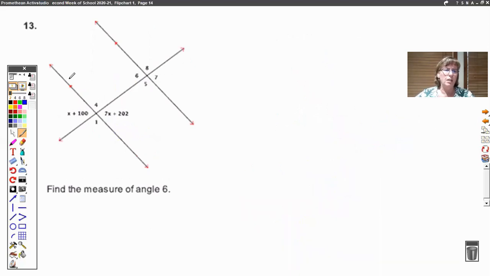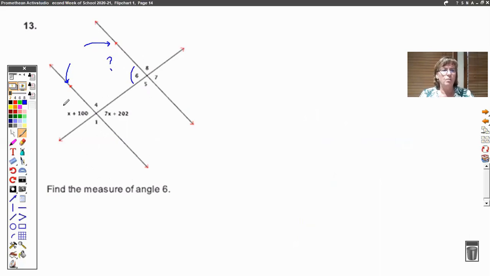And here's the last one. Again, we have parallel lines. So here's the mark right here that shows that they're parallel. And then we have a line that cuts across both, intersects them both. So that's called a transversal. And they want to find the measure of angle 6. So this is the one we're looking for.